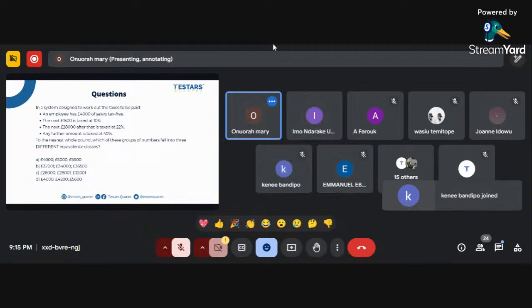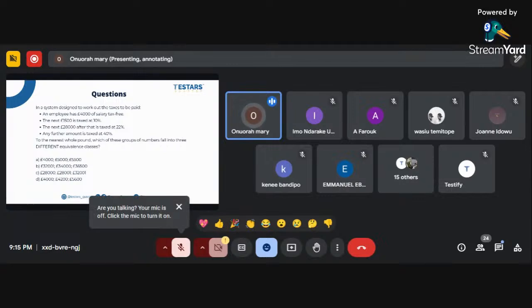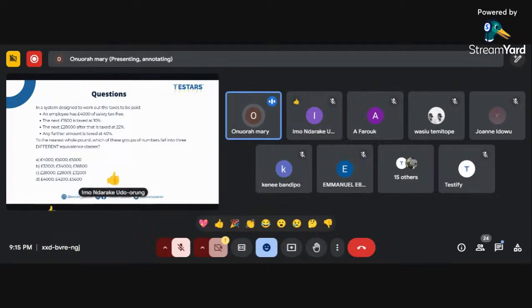Yes, she's actually correct, because the question says to the nearest whole pound, which of these groups of numbers fall into three different equivalent classes. And each of these three that she has mentioned, which is D, falls into a different equivalent class. So for this question we have four different equivalent classes, and option D falls within each of those classes.